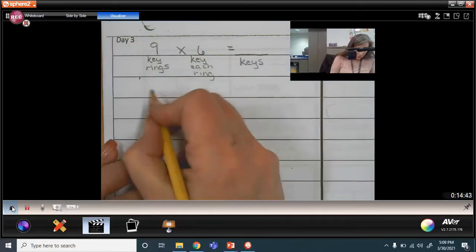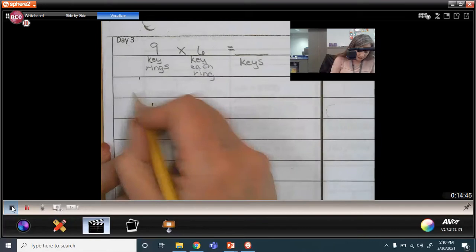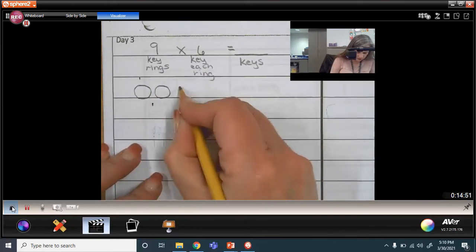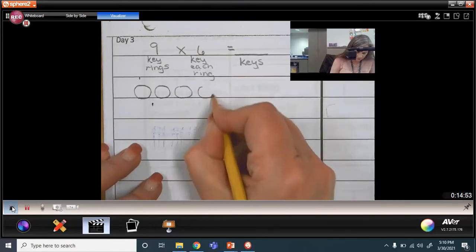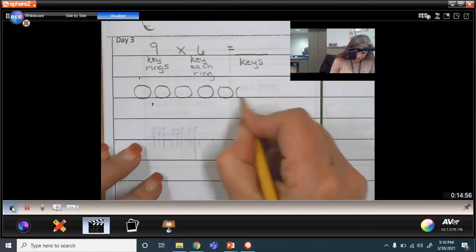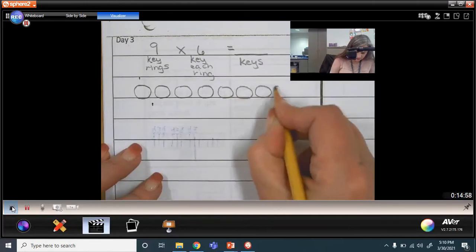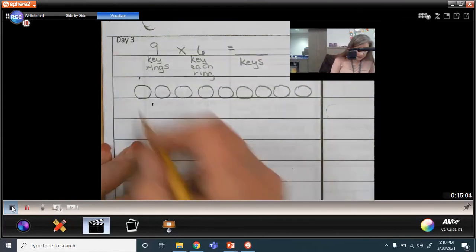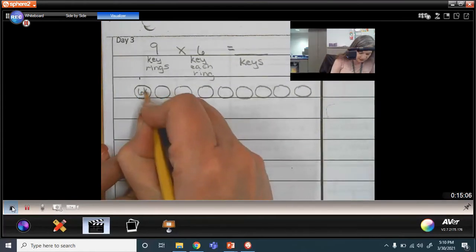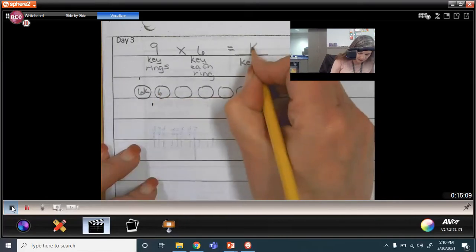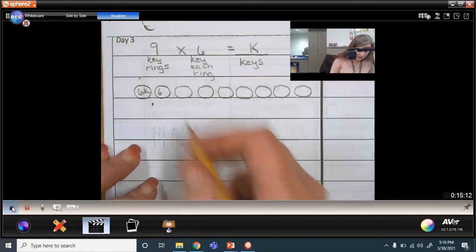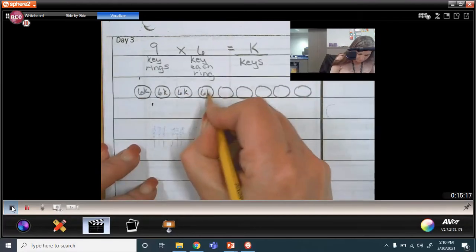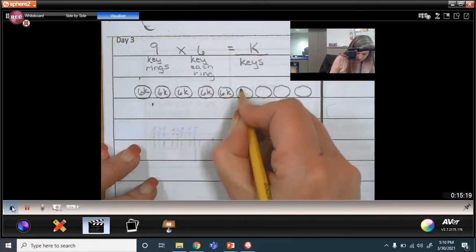So normally I would use bars, but to kind of keep with the idea of rings, let's say this is a ring, 2 key rings, 3, 4, 5, 6, 7, 8, 9. There are 9 key rings, and each key ring has 6 keys. So we're looking for keys here. How many keys are there? So I'm going to put a K there, for keys.